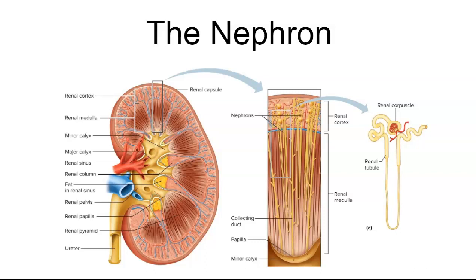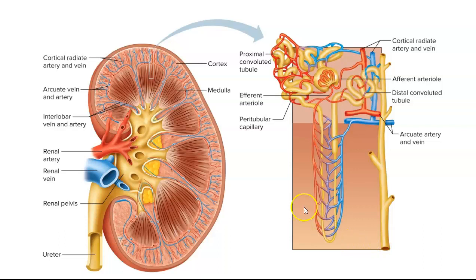In this video, we're going to examine the functional unit of the kidney called a nephron. There is one nephron right there. Here's another picture of the nephron. You can see it's similar to what it looked like before, but now it's surrounded by capillaries.